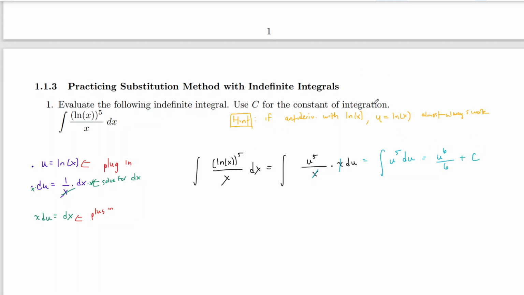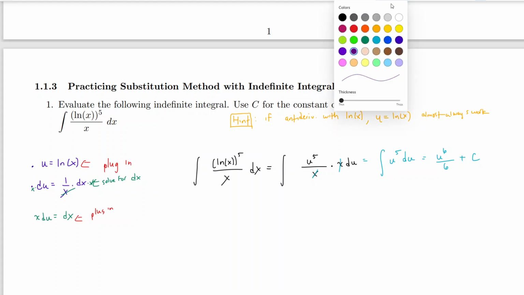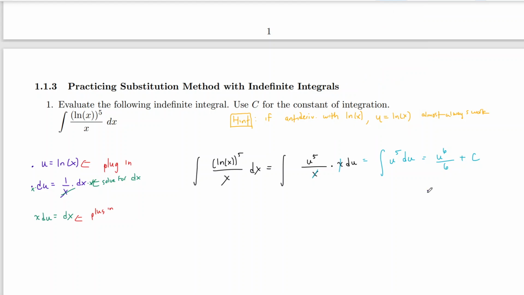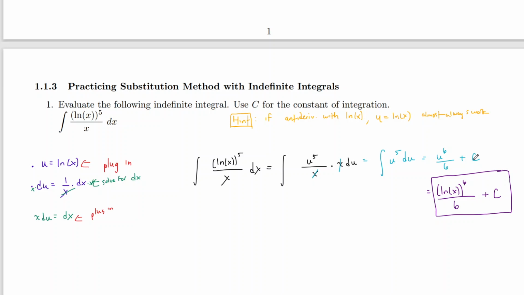And then the last step here, not to forget: we started with x's, we want to end with x's. Go ahead and plug in what u is. U is the natural log of x. We get the natural log of x to the 6th power over 6 plus c. And that's it. I'll stop here, but in the next video, we'll practice a lot more, because this one had a pretty big hint at the beginning. We pretty much have to use the natural log of x, but you can kind of see why: the derivative of the natural log is 1 over x. So this x is really taking care of that 1 over x part for us because it's in the bottom.